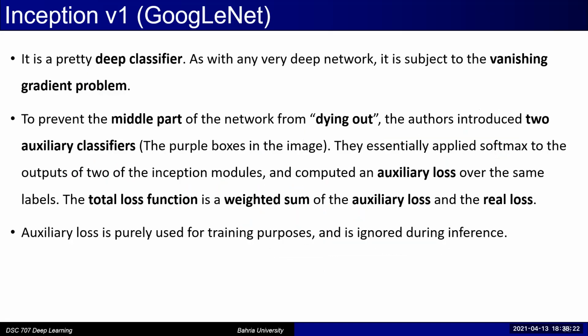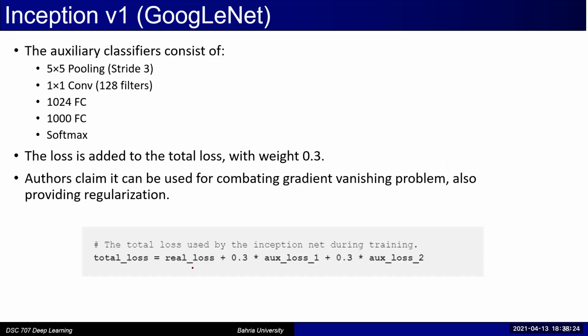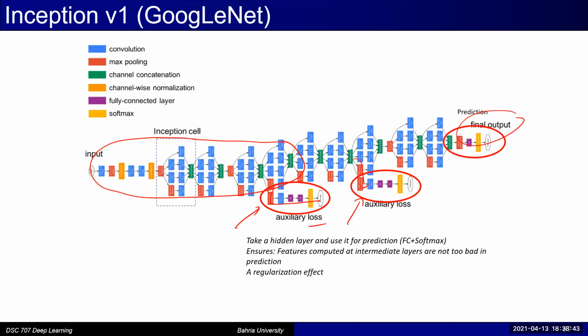So the total loss is computed as a weighted combination of the auxiliary loss and the final loss. So you see, this is your final loss, which has a weight of 1. And these are your auxiliary loss 1, auxiliary loss 2, which have a weight of like 1 by 3, because we cannot give them the same weight since they are in the middle of the network. So basically, this ensures that the initial layers are also learning something useful.